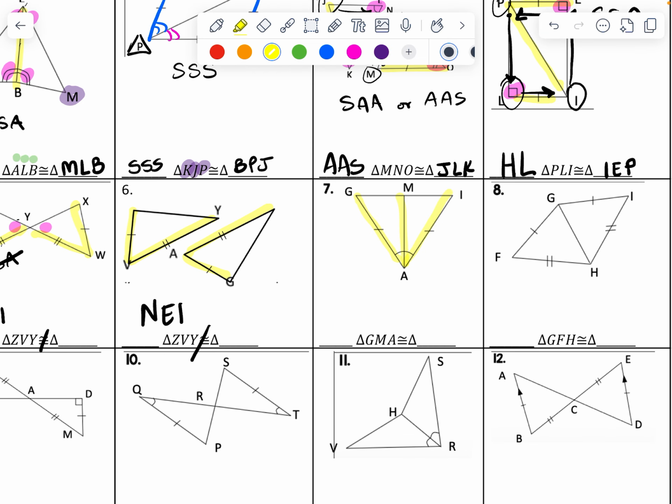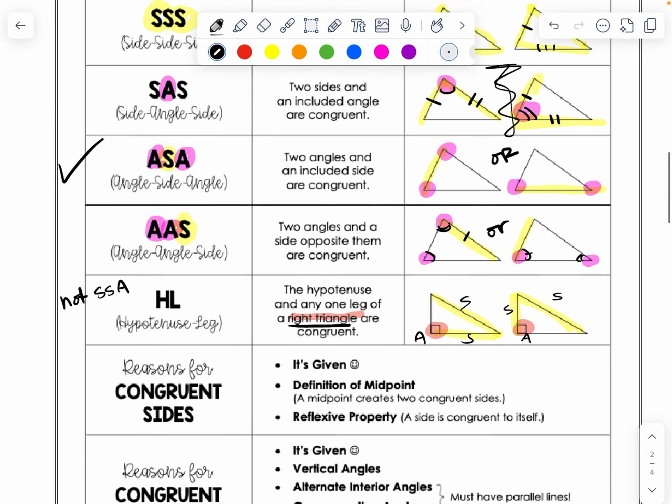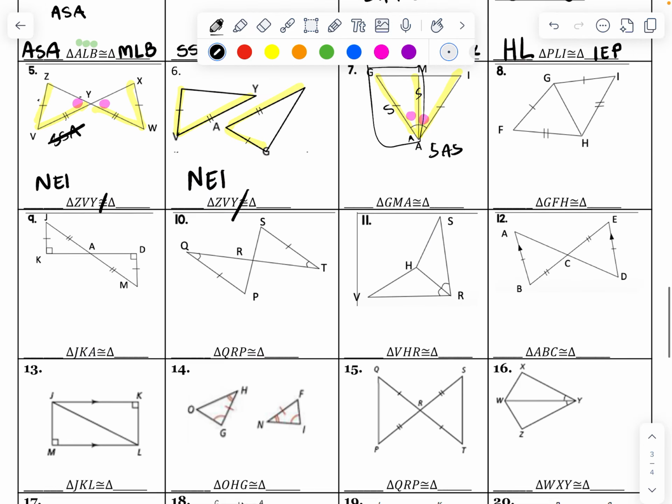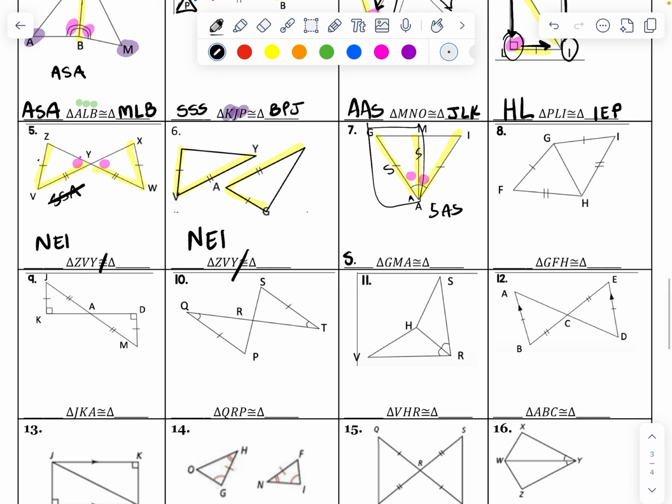Side, shared side, angle. So that becomes a side, angle, side, side, angle, side. If I look at just one side, remember? Side, angle, side is a choice. SAS, that is a choice. Side, angle, side is a shortcut. We can use that one. So side, angle, side. So let's see what the correct order is.